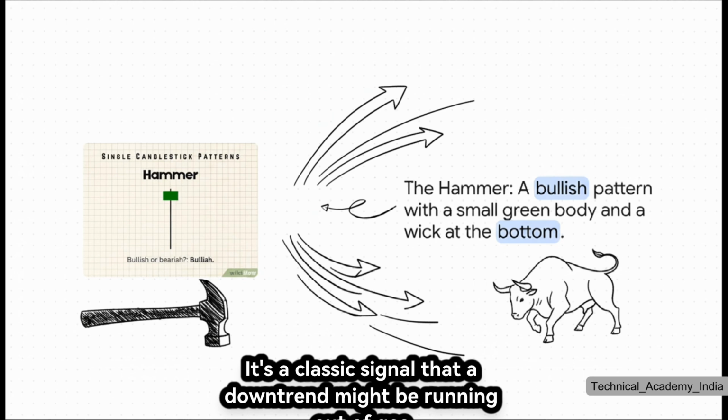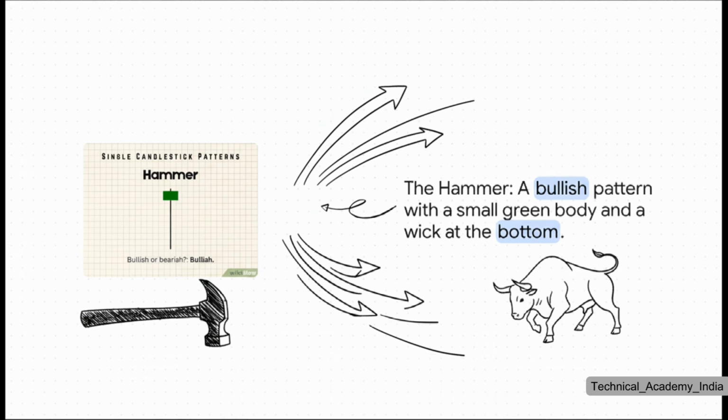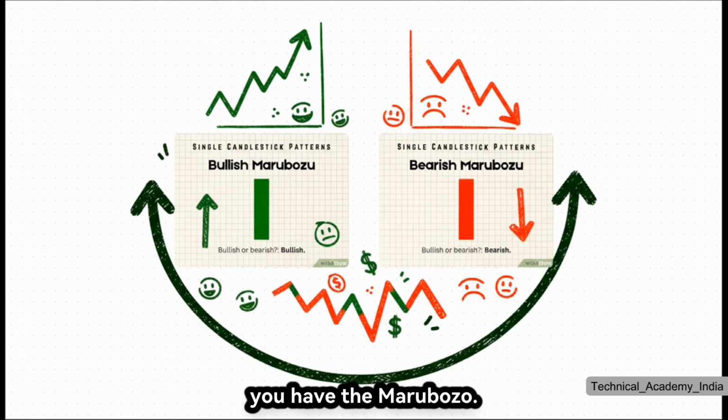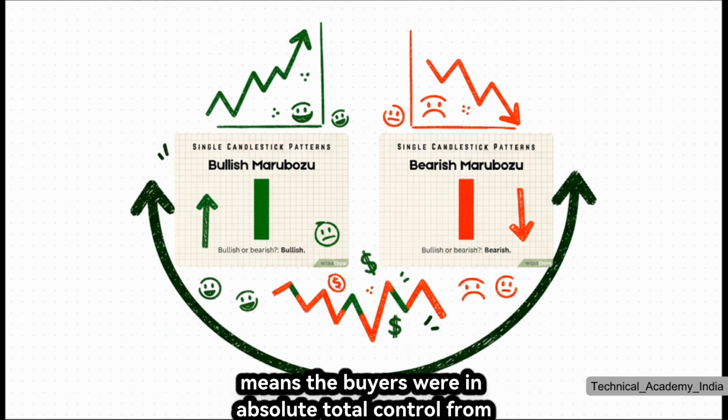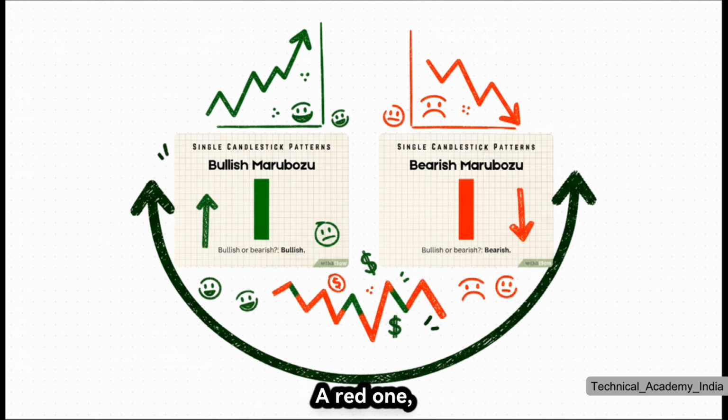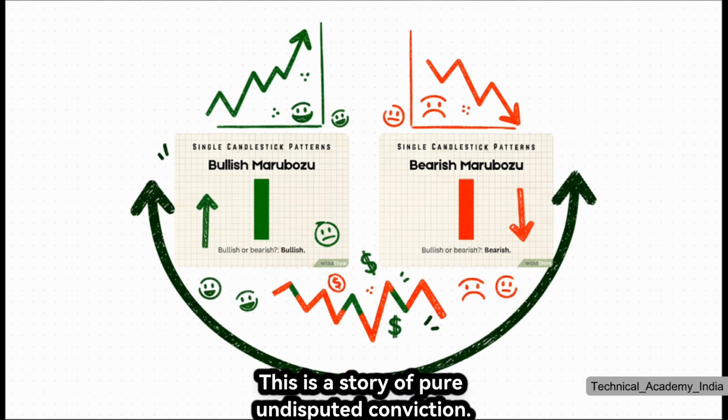It's a classic signal that a downtrend might be running out of gas. And on the total opposite end of the spectrum from the doji, you have the Marubozu. No wicks at all, just a pure, solid body. A green one means the buyers were in absolute total control from the second the market opened to the second it closed. A red one, total domination by the sellers. This is a story of pure, undisputed conviction.